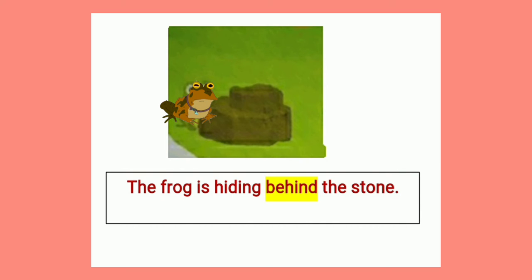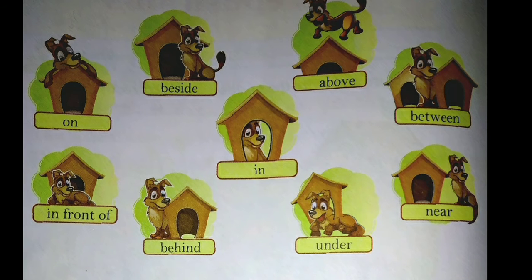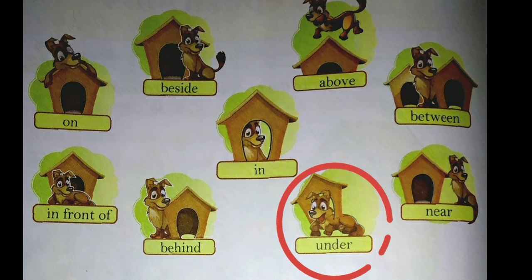Let's learn more about prepositions with the help of these pictures. Here the various positions of the dog are shown in this picture. First one is the dog is on the kennel, beside, above, between means in the middle of two kennels, in front of, behind, in, under, near.